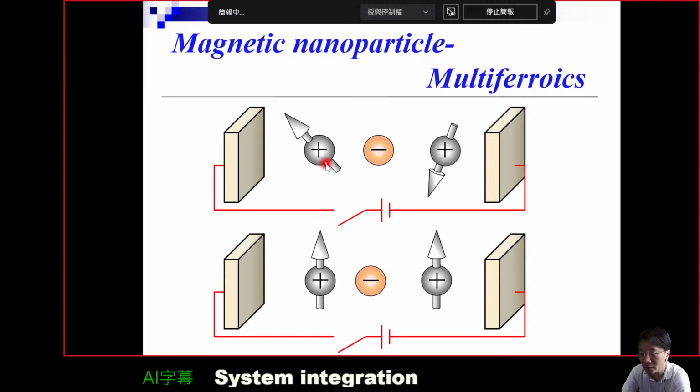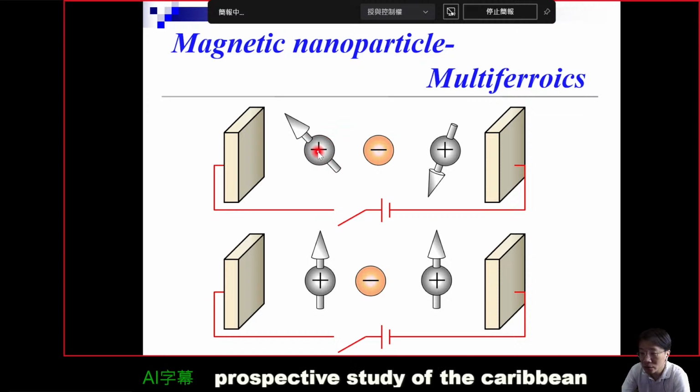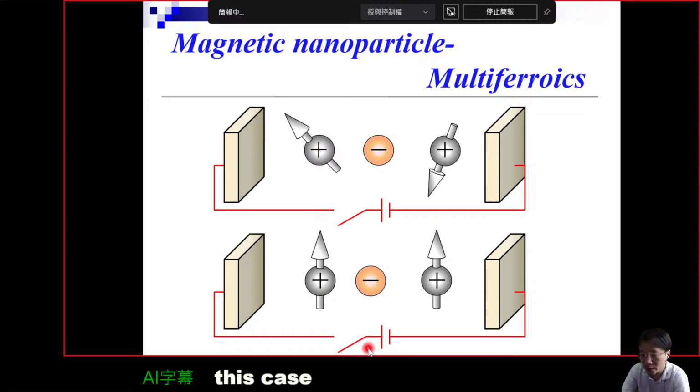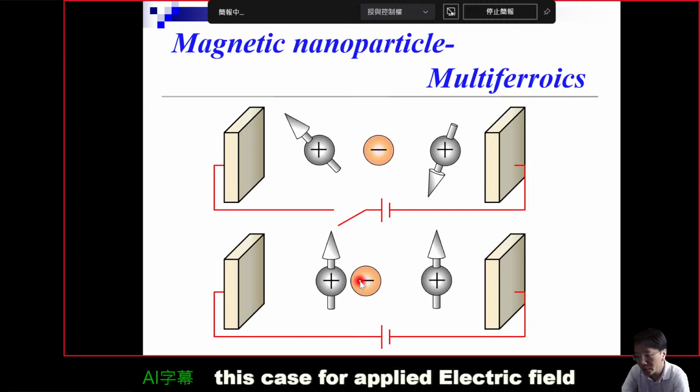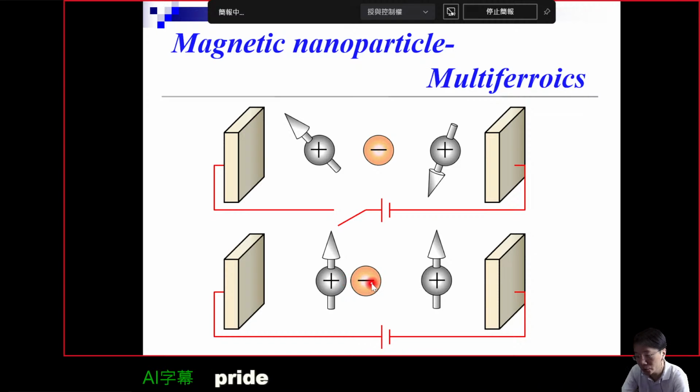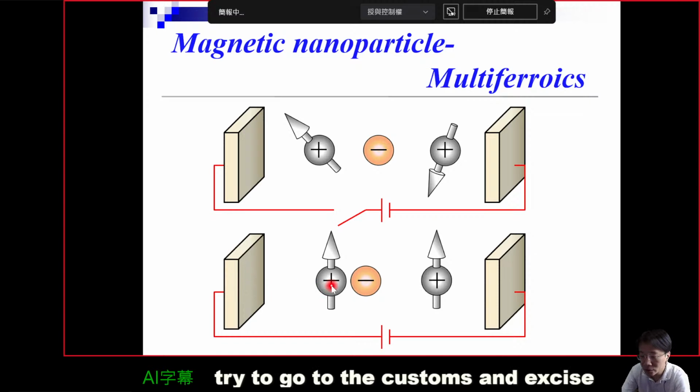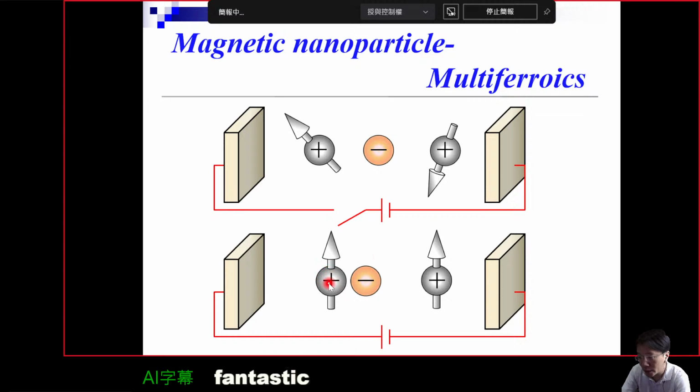So there is an example. If we have a compound that contains a positive charge and a negative charge, but this positive charge also carries spins. In this case, when we apply the electric field, the ions will move. For example, the negative charge will try to go to the positive electric field side, and the positive charge will try to go here and reduce the distance from the ion and this plate.